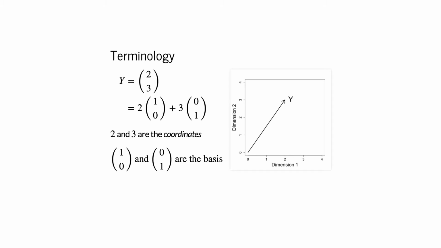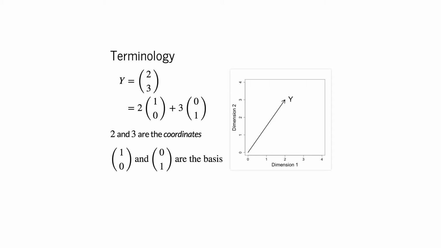And what we're going to do first is define some terminology. So we say that 2, 3, you can think of it as the number 2 multiplied by the vector 1, 0, plus the number 3 multiplied by the vector 0, 1. And this seems overcomplicated, but it makes thinking about some of the mathematical techniques that we use easier later on. So here the terminology is that 2 and 3 are called the coordinates, and then the 2 vectors 1, 0 and 0, 1 are called the bases.